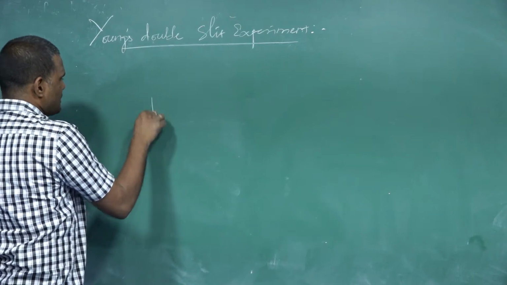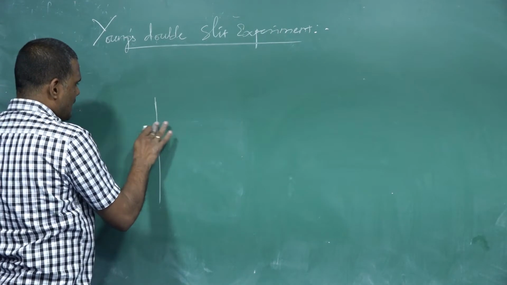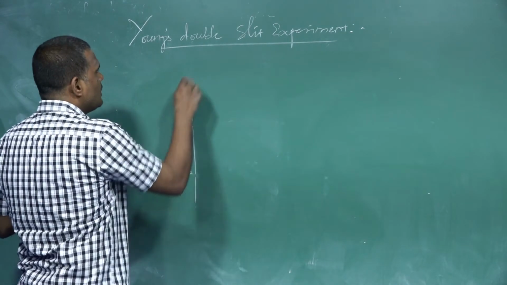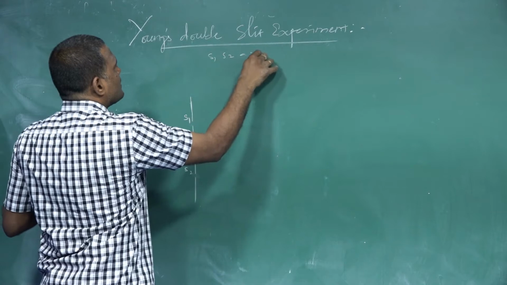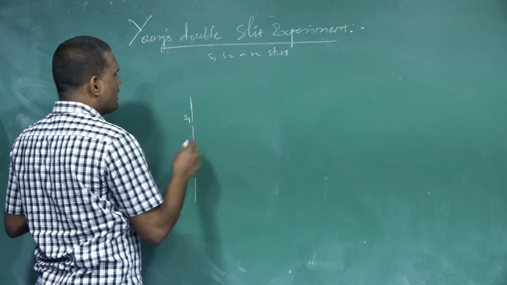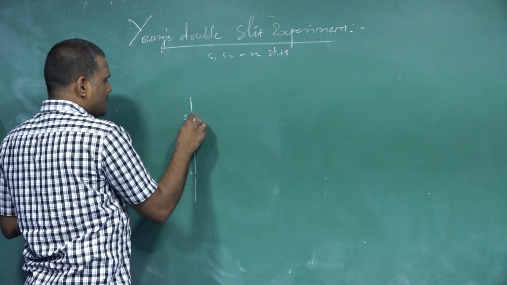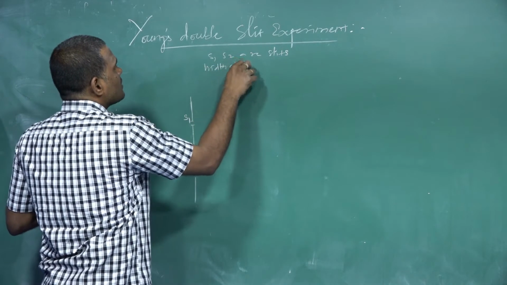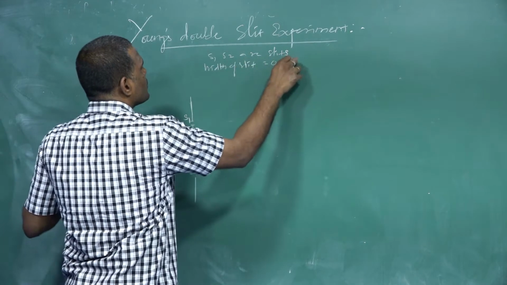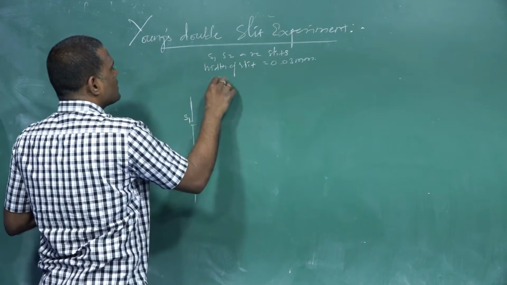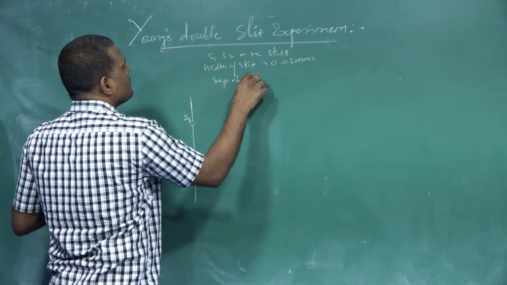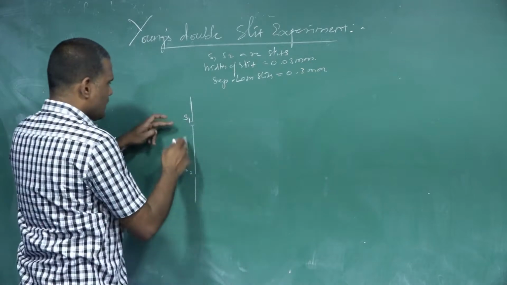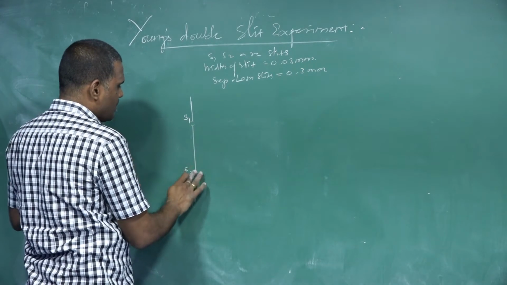So he took an opaque sheet, and he marked two openings here. They were termed S1, S2. S1 and S2 are the slits or openings, and the width of the slit is of the order of 0.03 millimeter. Separation between the slits is of the order of 0.3 millimeter. See, 0.03 millimeter width, and the separation is 0.3 millimeter.